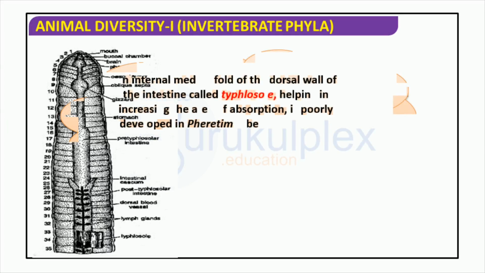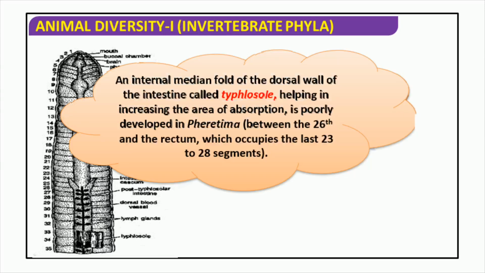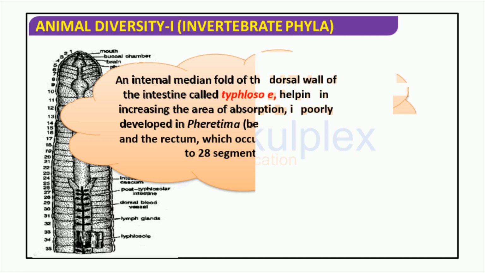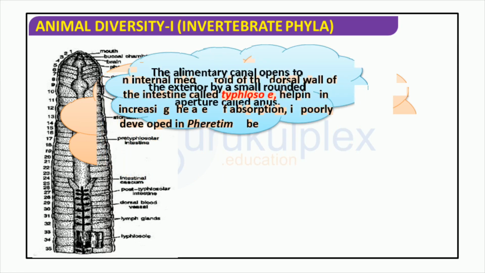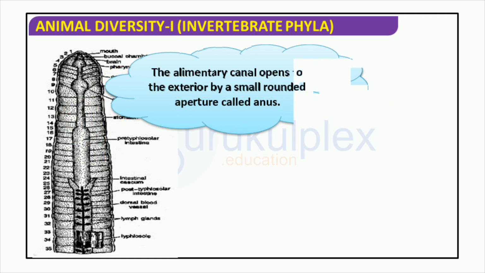Ingestion of soil rich in organic matter marks the beginning of the digestion process for Pheretima. The digestive tract of this invertebrate phylum is complex, featuring a typhlosole, an internal median fold of the dorsal wall of the intestine that enhances the area of absorption. Further digestion takes place via digestive enzymes that simplify and break down the ingested material, with the resulting nutrients being absorbed through the intestinal walls to fuel metabolic activities.